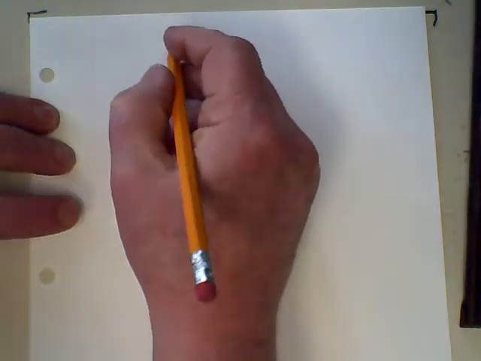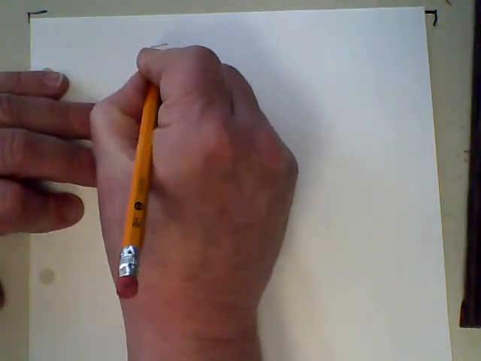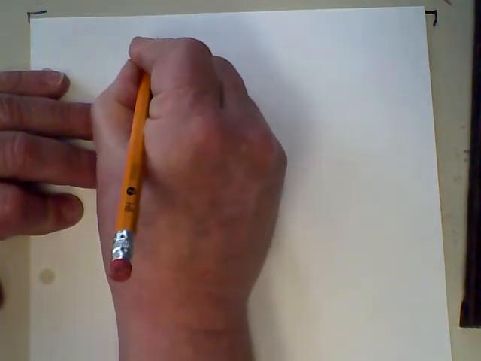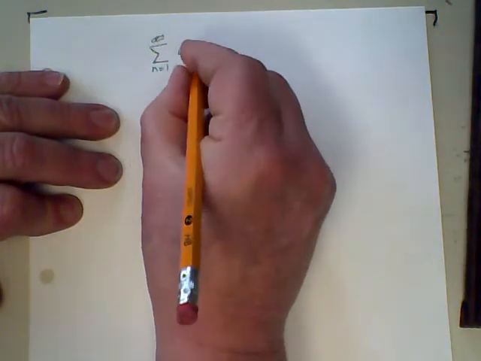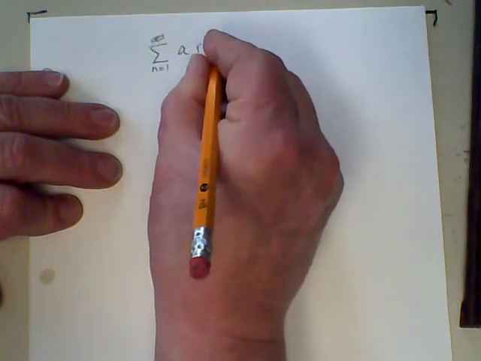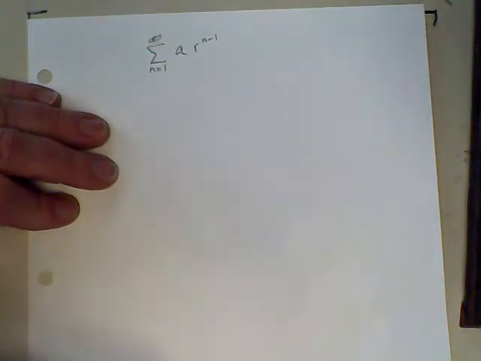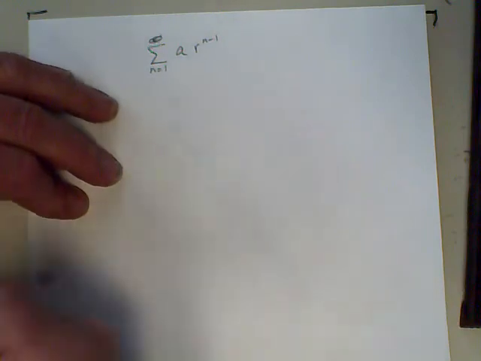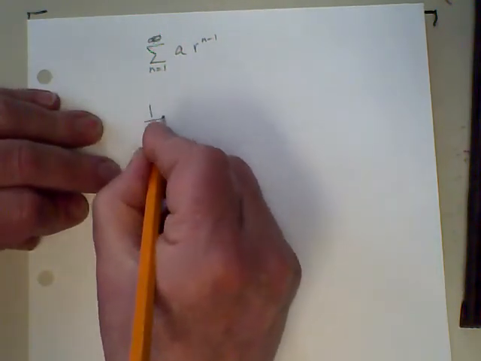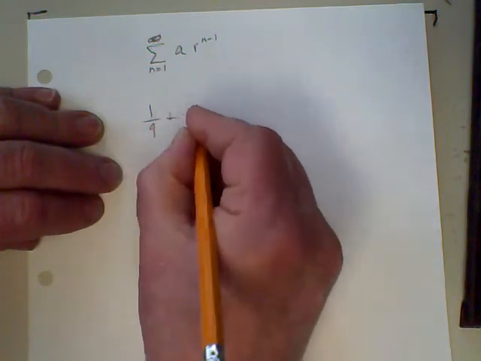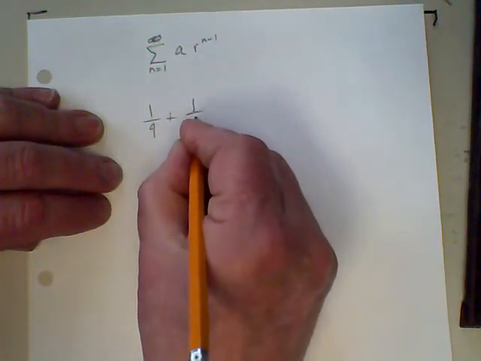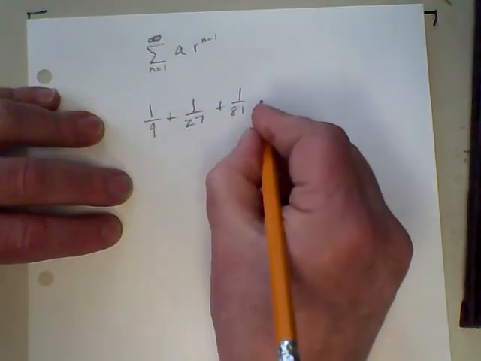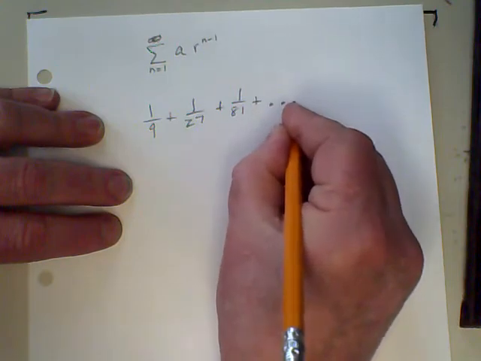Here's another series that we're going to try to fit into this geometric format. So from 1 to infinity, our format again, a, r, n minus 1. So we want to get that kind of familiar in our minds. There we go. All right, here's some terms. 1/9 plus 1/27 plus 1/81. And we could continue that pattern on.